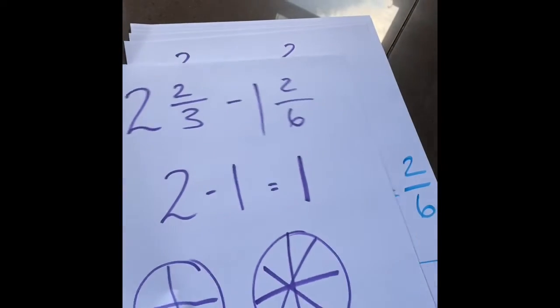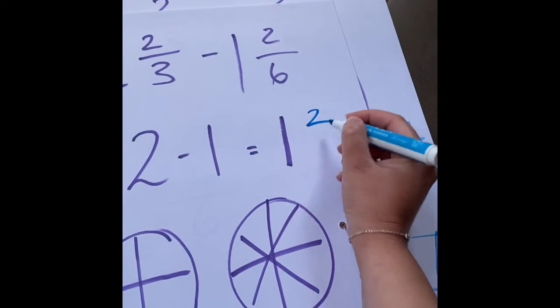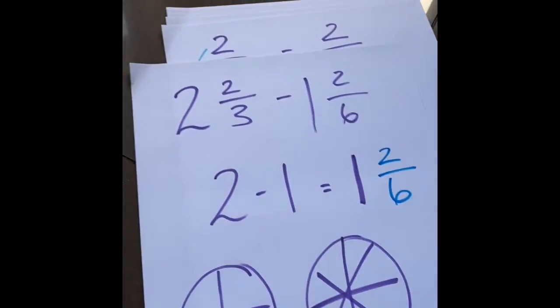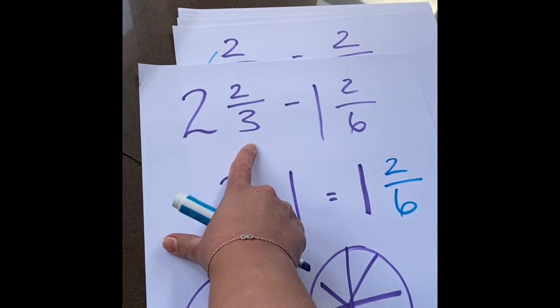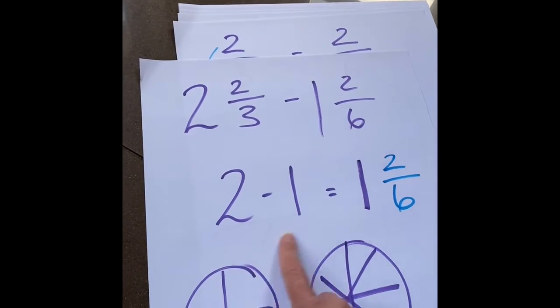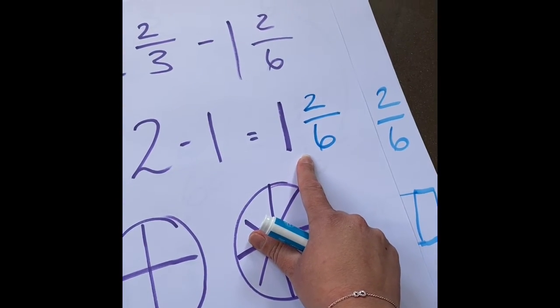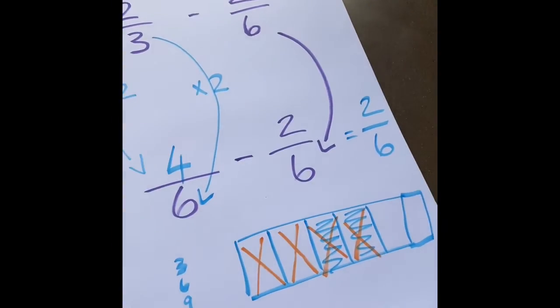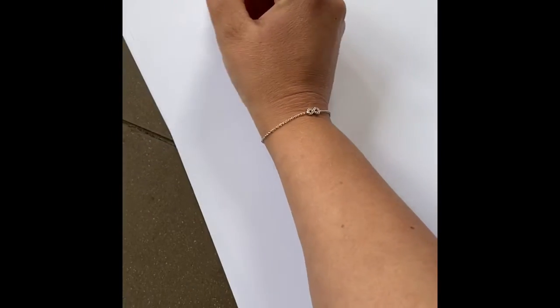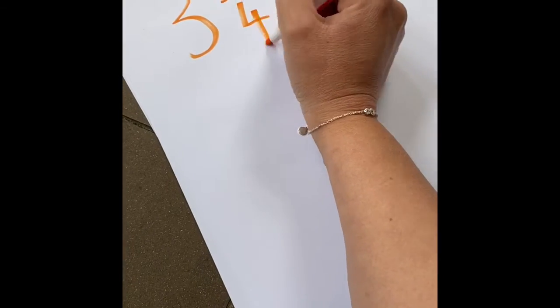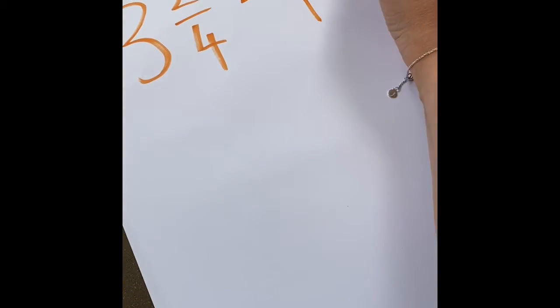And then add that to this one here. And my answer for 2 and 2/3 take away 1 and 2/6 is 1 and 2/6. Try another one. Okay, this time let's do something a little bit different.